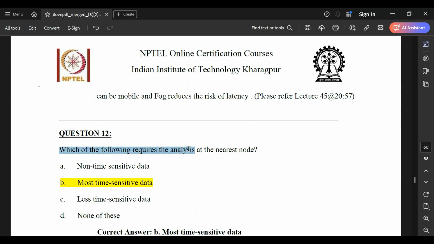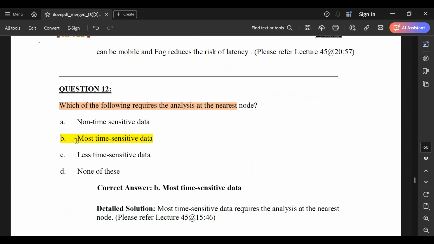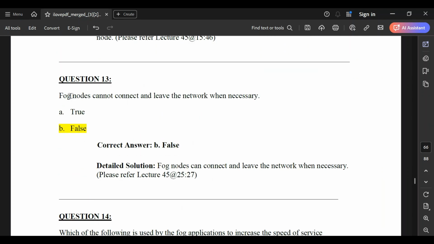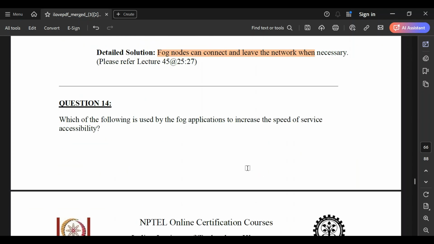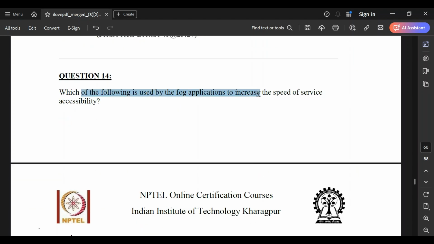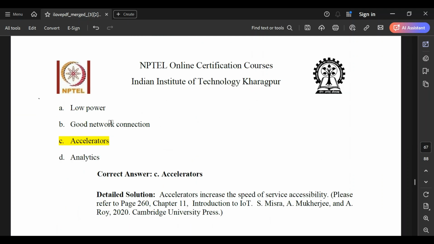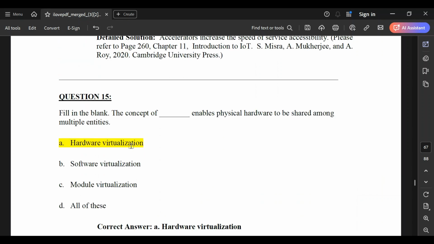Which of the following requires the analysis at the nearest node? So most time sensitive data is there. And fog nodes cannot connect and leave the network when necessary. So this is false. Fog nodes can connect and leave the network when necessary. Which of the following is used by the fog application to increase the speed of service accessibility? So you can see accelerator. Obviously it will accelerate. Hardware virtualization enables physical hardware to be shared among multiple entities.